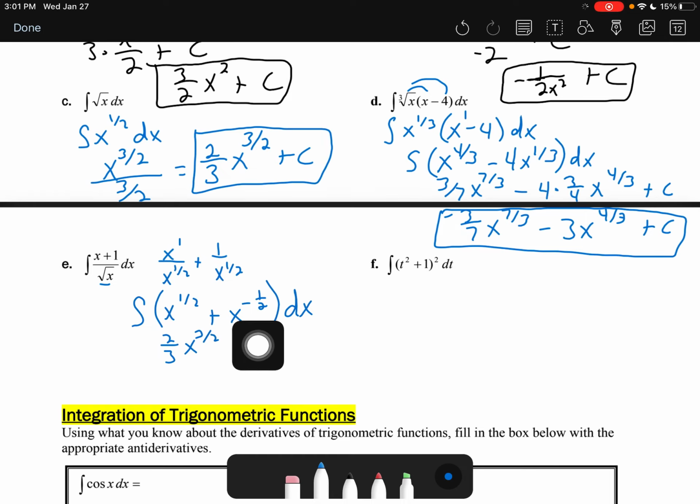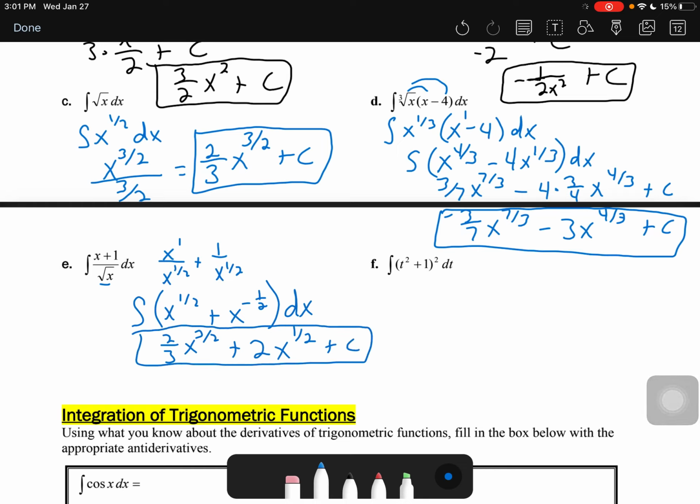And then with the second term, since I have negative 1/2, if I add 1 to negative 1/2, I get 1/2. And if I divide by 1/2, that would be the same as multiplying by 2, right? So I have 2x to the 1/2 power. Okay, so let's check and see if that works. If I take 3/2 times 2/3, that cancels, and I take 1 away, so I get x to the 1/2. Yep, that's right. Multiply the 1/2 times the 2, that cancels. Take 1 away from 1/2, I get negative 1/2. So that works as well. Tack on your plus c, and you should be good. All right.